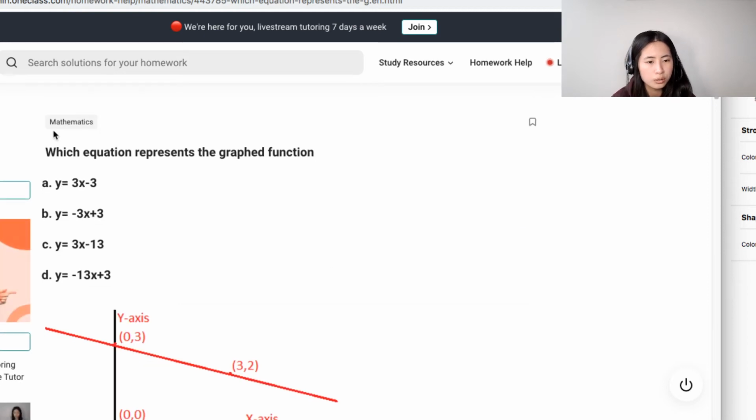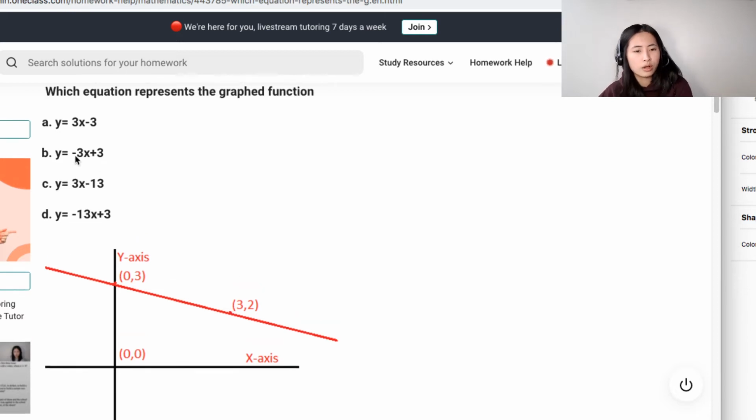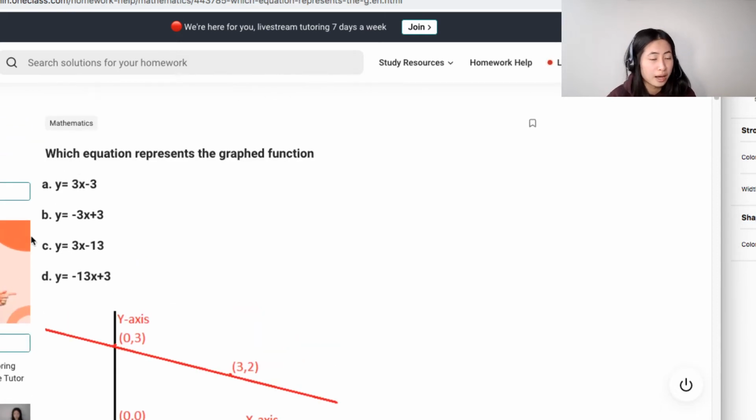Okay, great. So let's move on to the next question. It says, which equation represents the graph function? They're telling you that you have (0, 3) as your y-intercept, and then you have another coordinate at (3, 2), right? So first of all, how do we find which equation will represent our function?